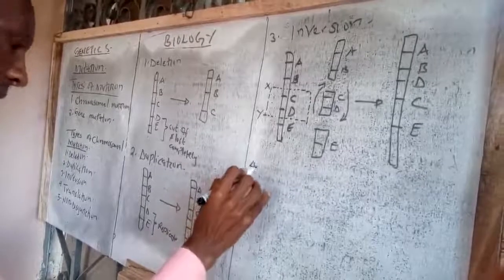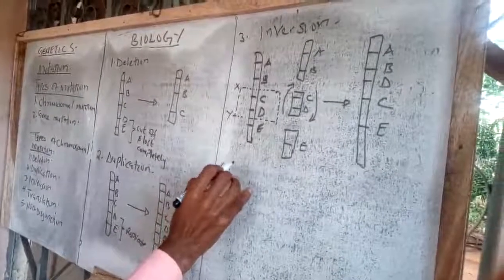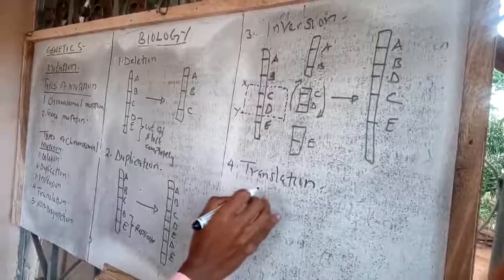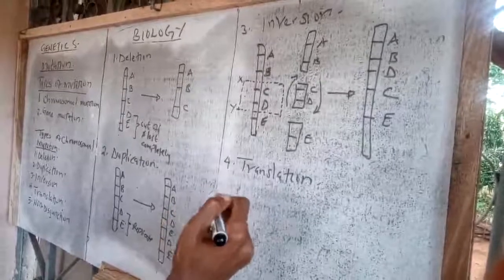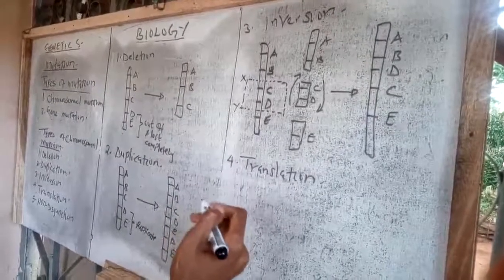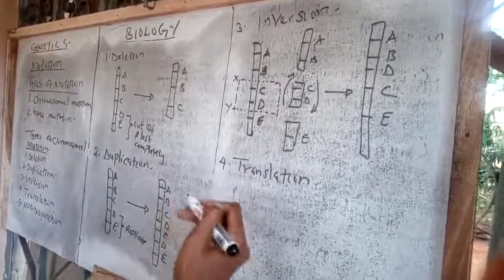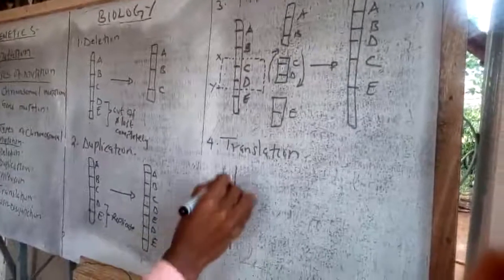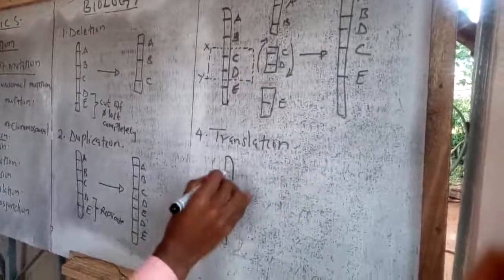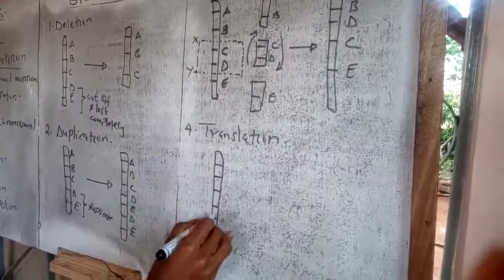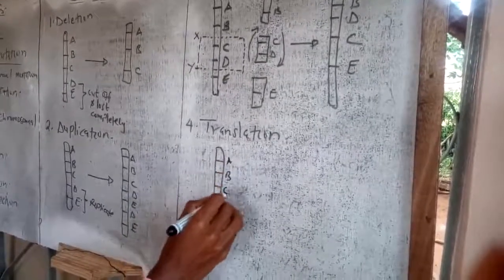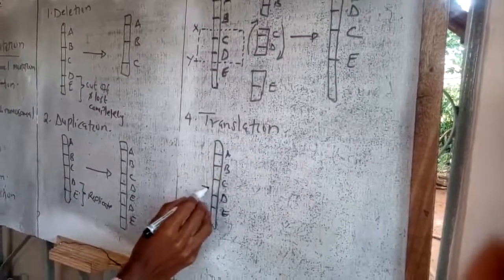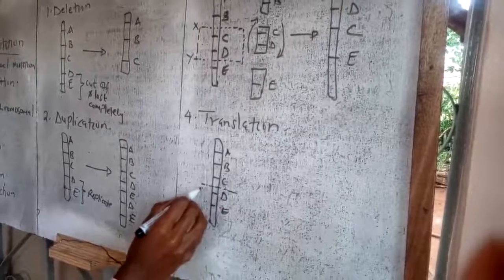And the fourth one, we are going to look at translocation. As far as translocation is concerned, a section of one chromatid breaks off and becomes attached to another chromatid, part of a non-homologous pair. And therefore, in this case, we can have it this way. We can have the original one, A, B, C, D, E, A, B, C, D, and E. And therefore, this portion here, it breaks off.